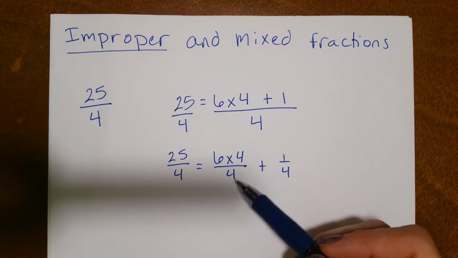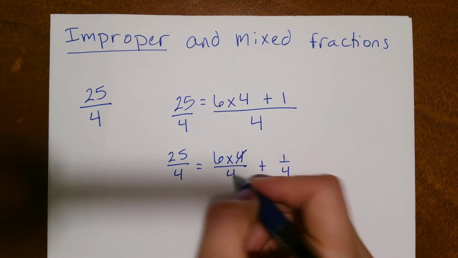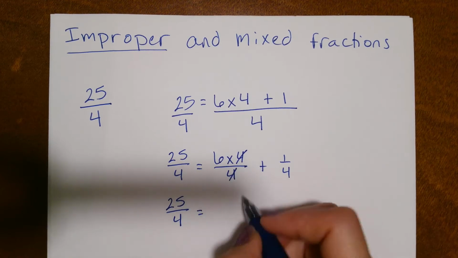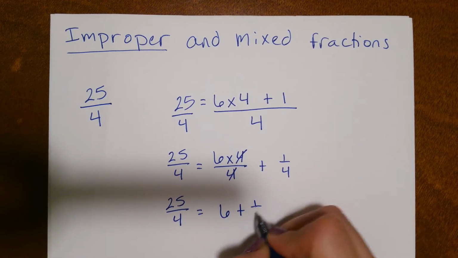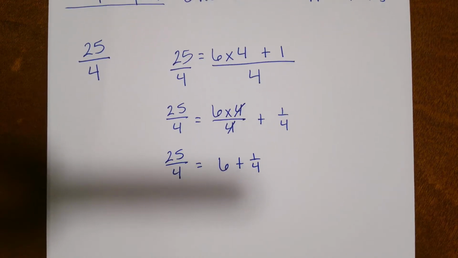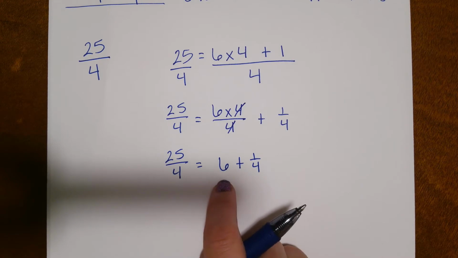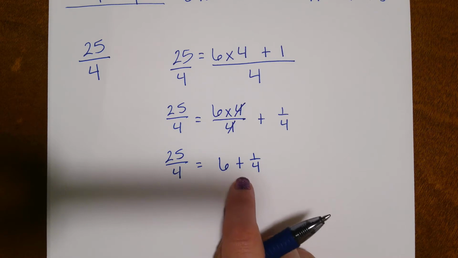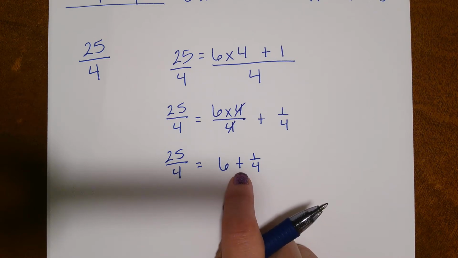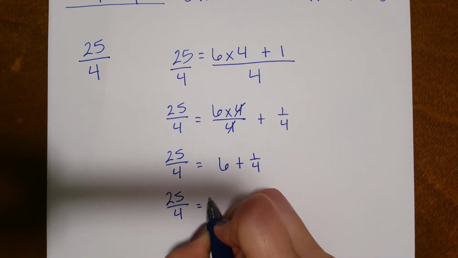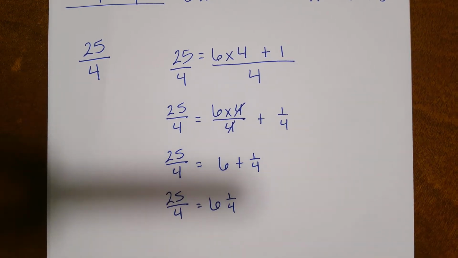The numerator and denominator are essentially in factored form. They have a shared factor, so I can cancel it out. So I get that 25 divided by 4 is equal to 6 plus 1/4. Now 6 plus 1/4, when I have a whole number plus a fraction, we generally omit the addition. So we have 25 divided by 4 is equal to 6 and 1/4.